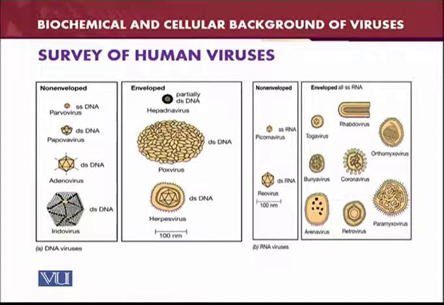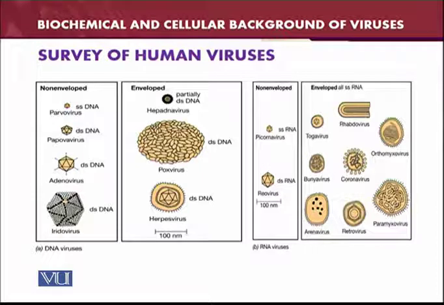Then the enveloped viruses: Hepadnavirus is the most important, which is partially double-stranded DNA. And then poxvirus was the kind of virus against which the vaccine was first developed. And then herpesvirus, again double-stranded DNA. Then the non-enveloped viruses, single-stranded picornavirus.